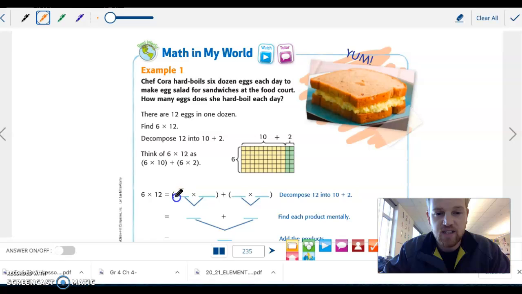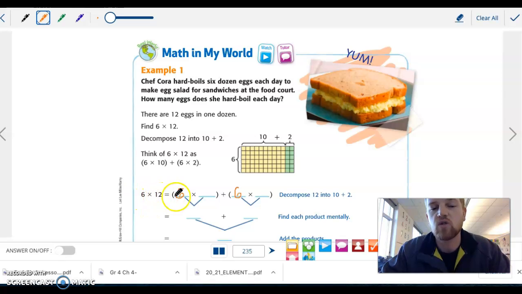So we're going to keep 6 the same. We're not going to change that number at all. Our 6 is going to stay the same, and the reason we're keeping that 6 the same is our 6 is a more manageable number. It's one that we're used to multiplying. And now we're going to break down our 12. 12 is the more difficult number. It's not something we work with as much.